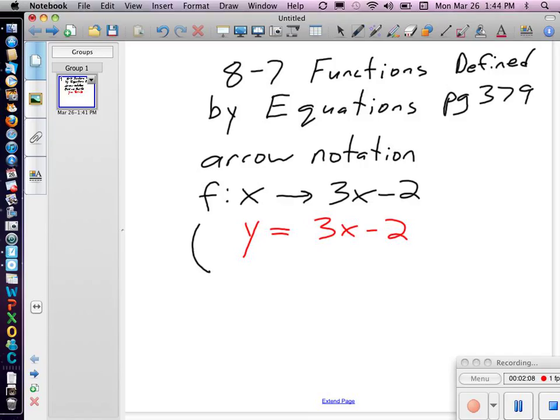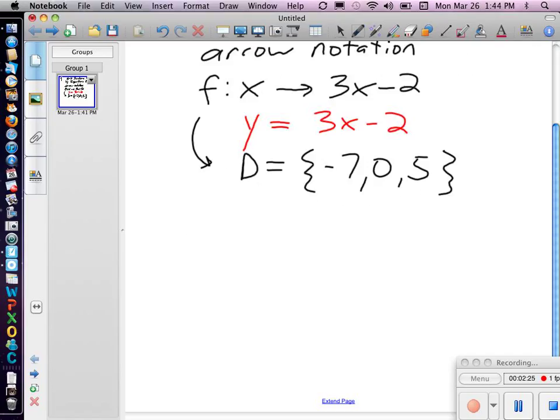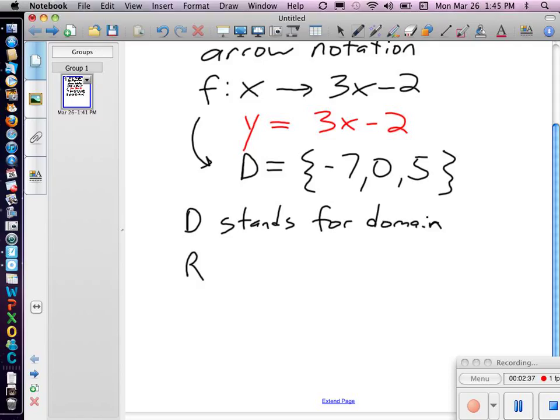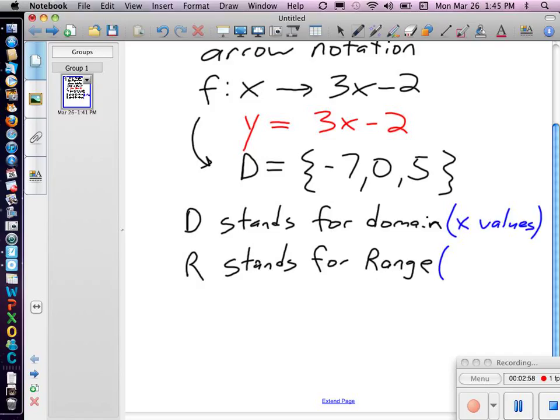You'll also see this notation under it. It might say d equals -7, 0, and 5. The d represents something called a domain. Later on we're going to use something called r, and that stands for range. Domain and range. Domain is just a fancy word for the x values, and the range is a fancy term for the y values.